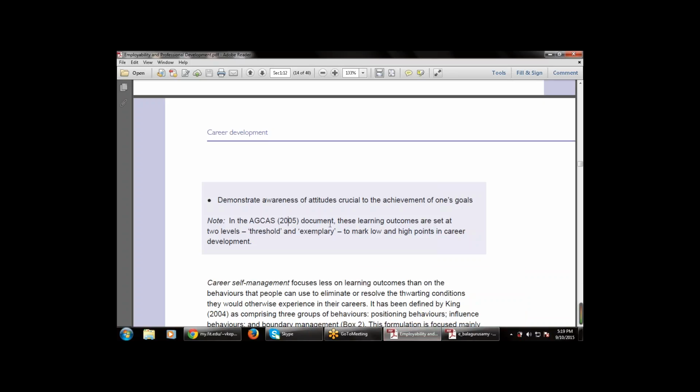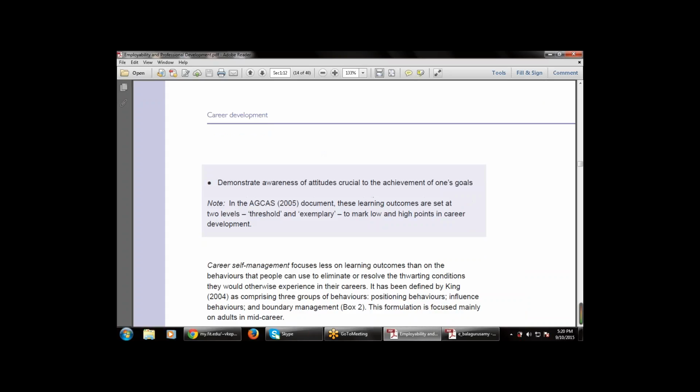Note that in the AGCA's 2005 document there are learning outcomes at two levels. There are two levels at which the learning outcome is available. One is the threshold and one is the exemplary, to mark the low and the high point in career development. Then career self-management focuses less on the learning outcomes than on the behavior.